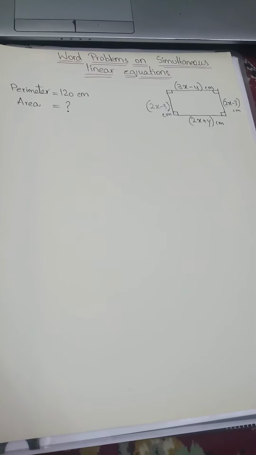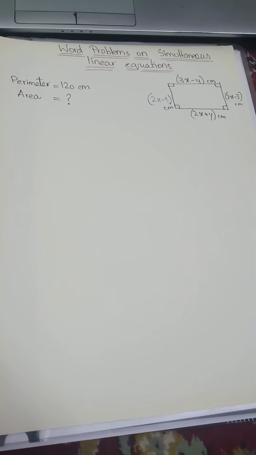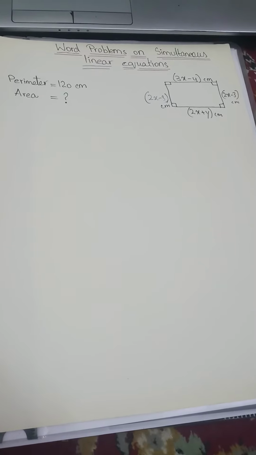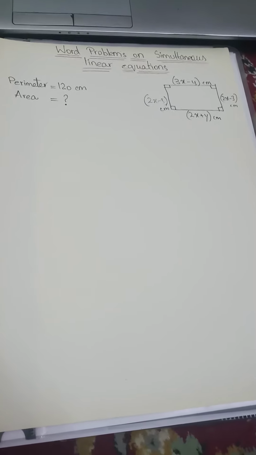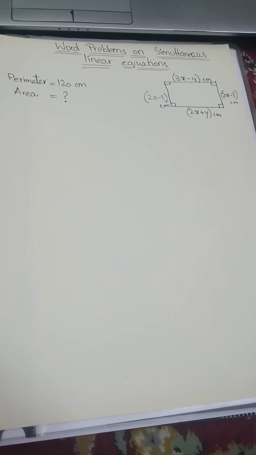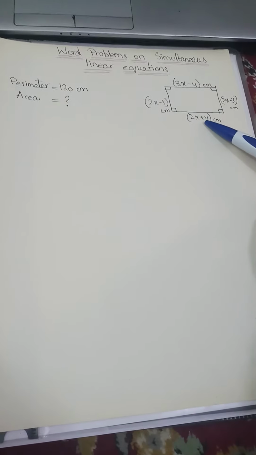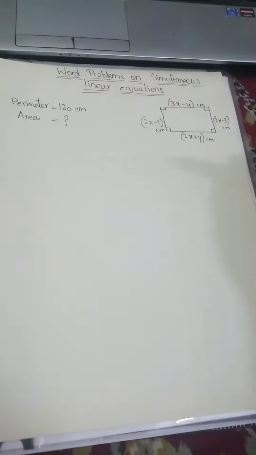Since we are solving word problems on simultaneous equations, we know that we have two variables over here. The first one is x and the other one is y, and in order to find the value of two variables we at least need two equations. After making these two equations we can solve them either by the simultaneous equation methods, elimination or substitution, and we can find the values of x and y. And by putting the x and y values in the sides we can find the length and the breadth of the rectangle, and then by multiplying the length with the breadth I can find the area of the rectangle.